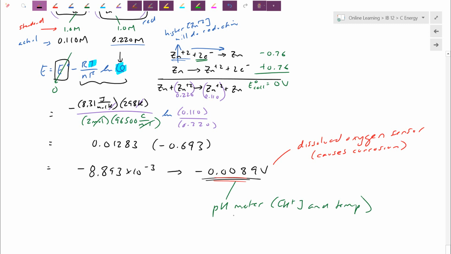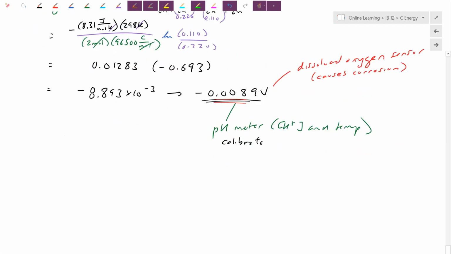Although you do need to calibrate this every time. You need to basically tell the scale, I want you to read pH 10 for this buffer solution, read pH 4 for this buffer solution, and then it'll rescale your graph for you. So I'm just going to leave you with one question here.